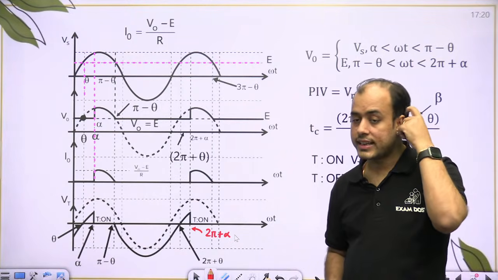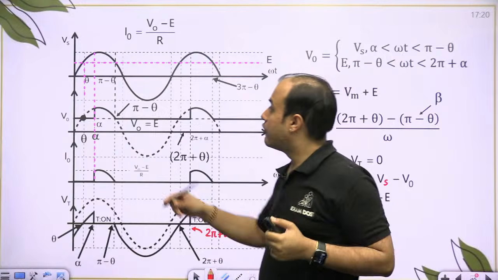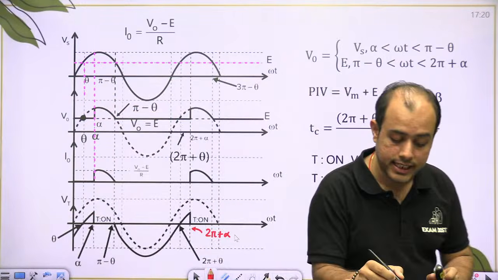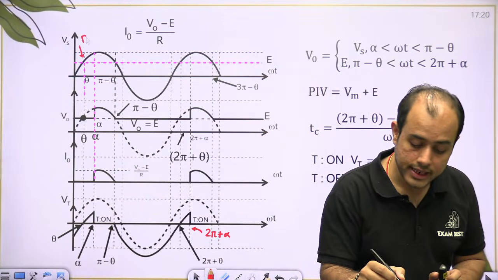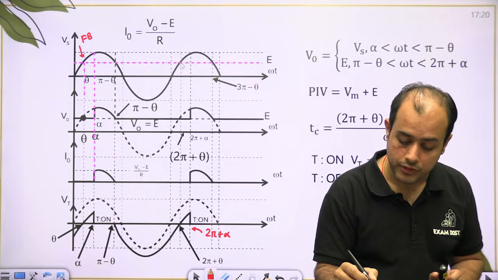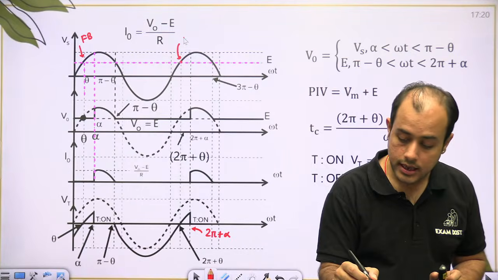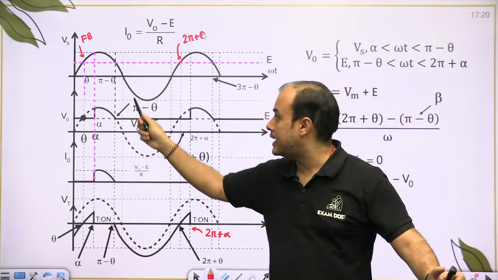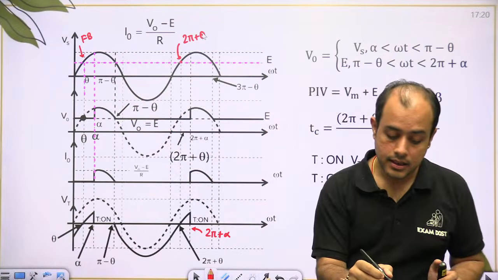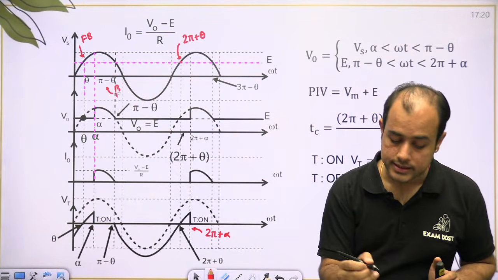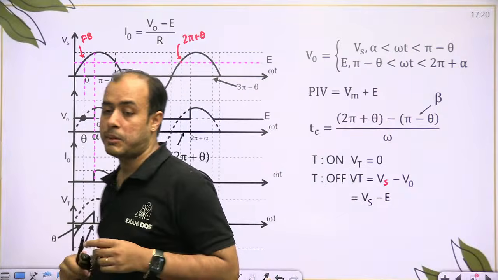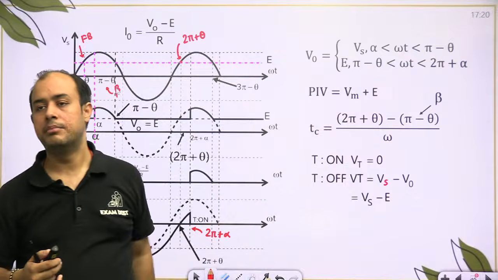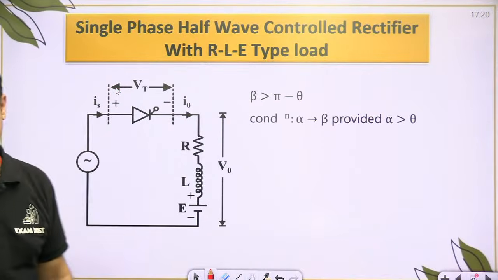Now how to find the circuit turn off time? For the first time, the thyristor becomes forward biased at theta. The next time, it will become forward biased at 2 pi plus theta. And it stopped conducting at pi minus theta. So the turn off time is (2 pi plus theta minus (pi minus theta)) by omega.